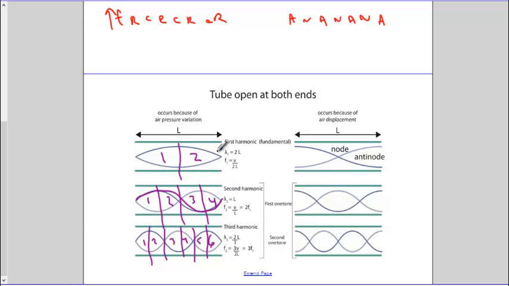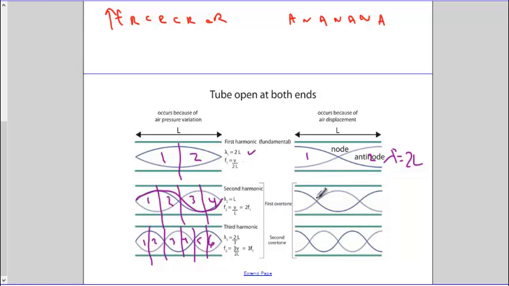Now, these pictures correspond. This is the air pressure throughout the length. This is the displacement, or how far the wave's moving. In this one, we have 1 quarter and 2 quarters of a wave. So the total number of quarters, 4 quarters of a wave, can't be contained in this tube. 2 quarters of this wave are contained. So the wavelength would be 2 times the length.